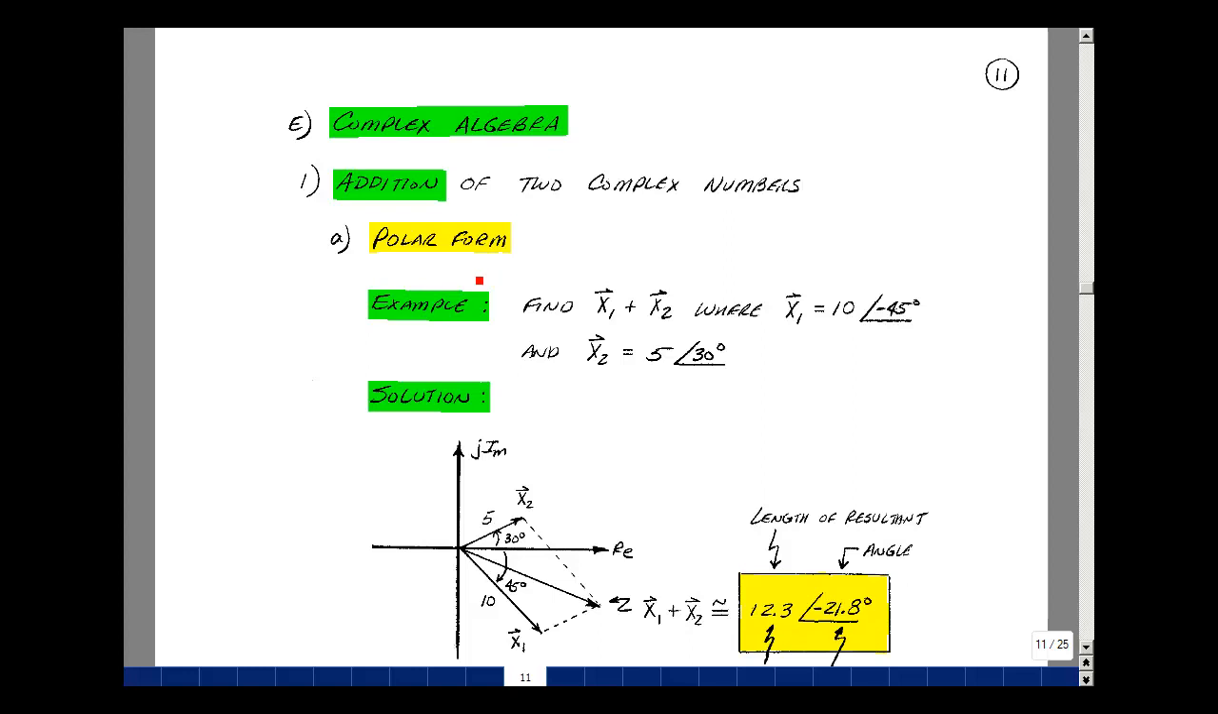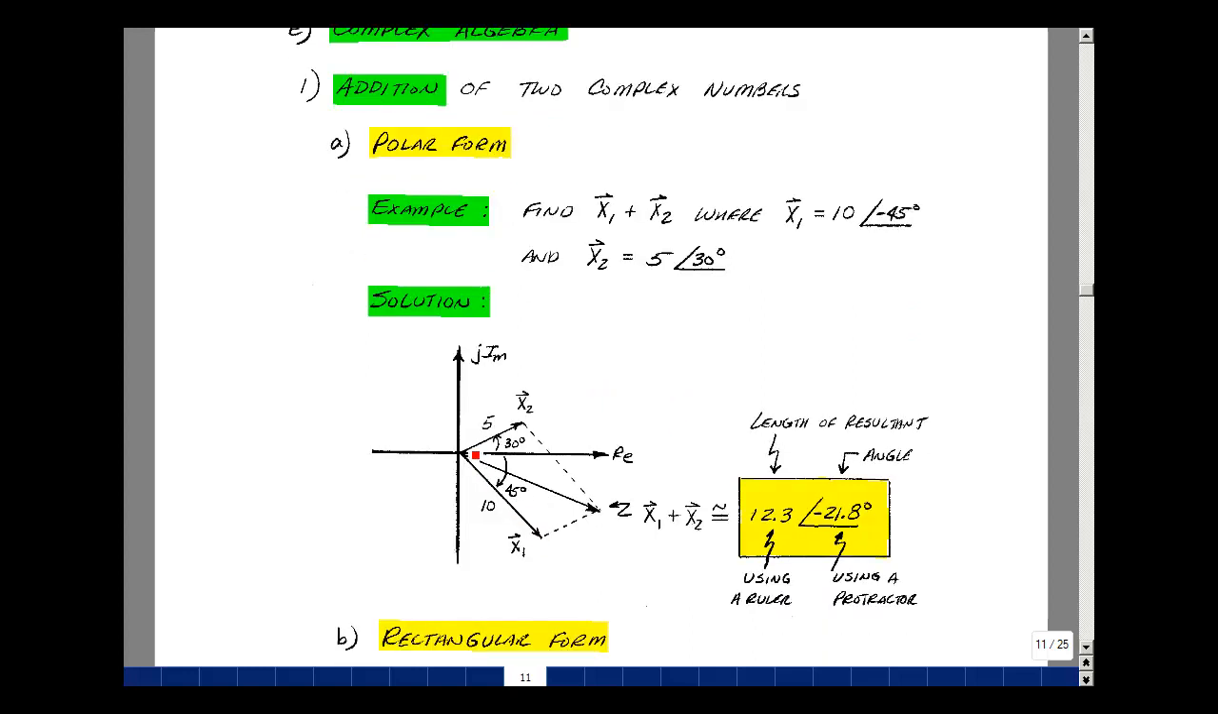Suppose I have two vectors, call it x1 and x2, and I want to add those together, where x1 has a length of 10 and an angle of minus 45 degrees. And the vector x2 has a length of 5 and an angle of 30. Let's draw those out. Here's a length of 10 at an angle of minus 45. Here's a length of 5 with an angle of plus 30.